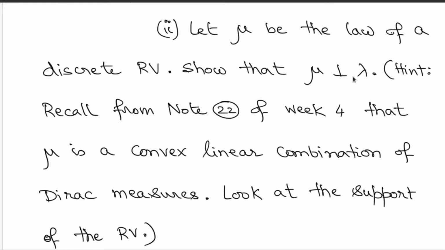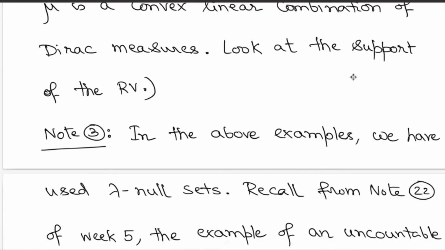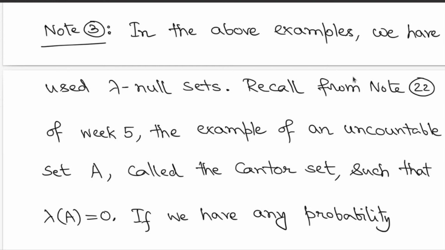Okay. So originally you had Dirac measures, but we are now observing that convex linear combinations we will also do, but convex linear combinations of Dirac measures are nothing but laws for discrete random variables. Okay, you can try to work out this exercise.